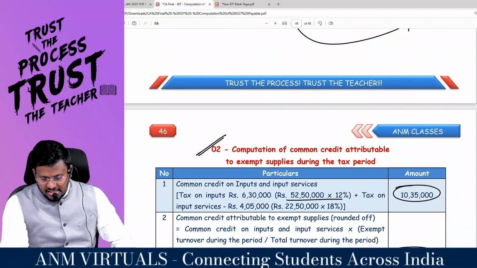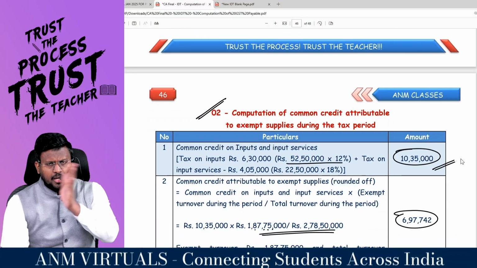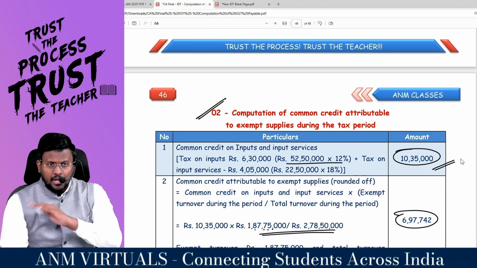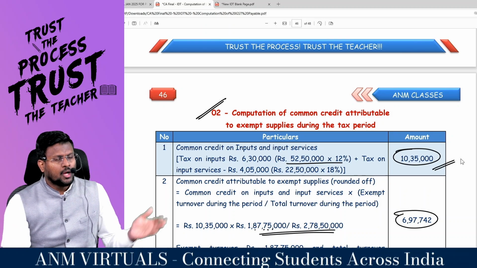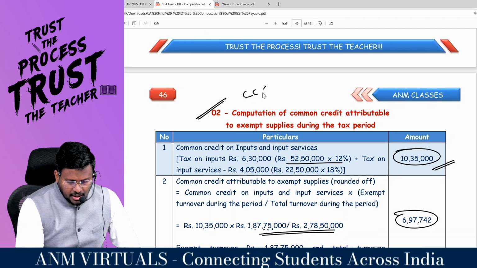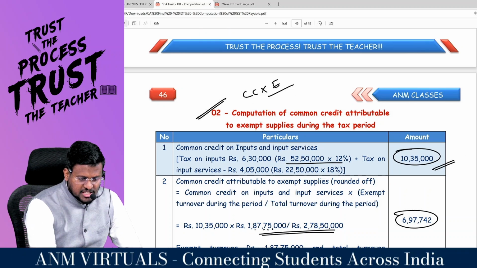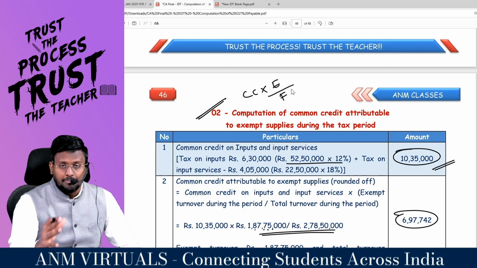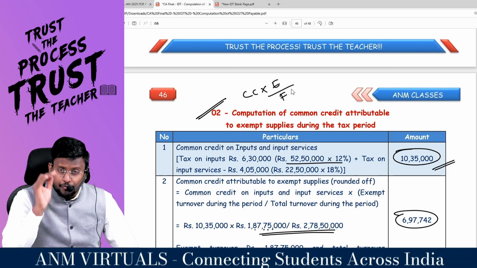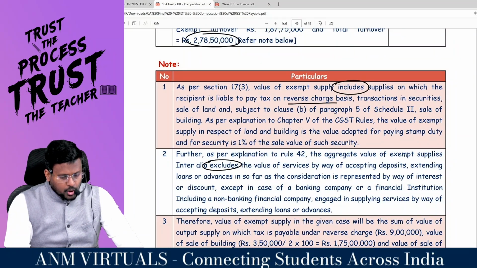This common credit of 10 lakh 35,000 is nothing but raw material purchased into the rate we paid, plus input service into the rate we paid. We will get the common credit. Of this, only a portion is to be taken: common credit into E by F. E stands for the exempt turnover, including export turnover, and F stands for the full turnover, which is the total turnover. We have a definition of how to compute E.